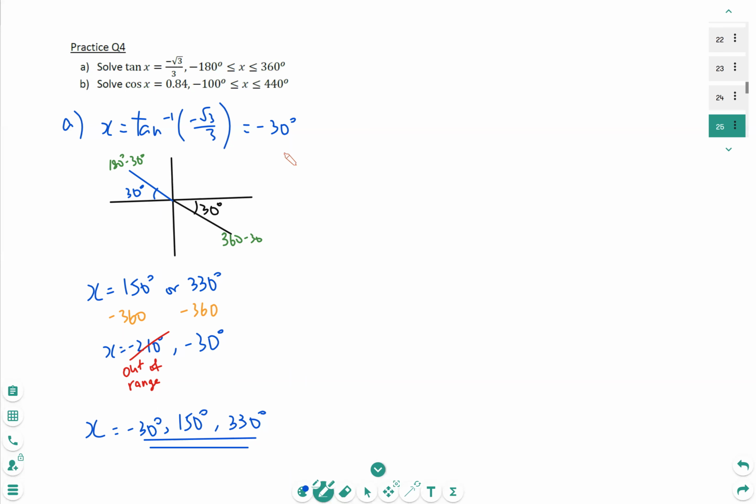Obviously, you can argue, what about minus 330? We knew that from the get-go. Yes, you can. But here I'm presenting you a structure, a method that you can always follow every time to get the correct result.